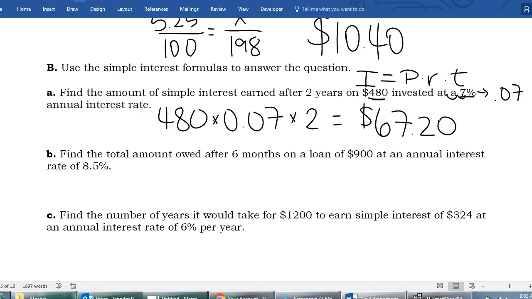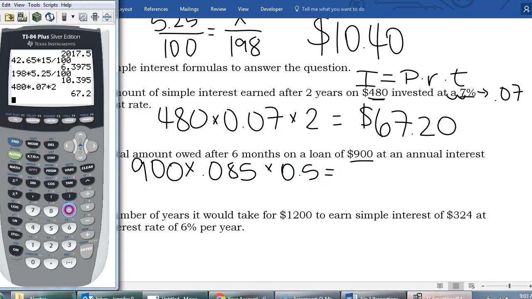Letter B, find the total amount owed after 6 months on a loan of $900 at an annual interest rate of 8.5%. So principal, 900 times interest rate, 0.085. Again, move that decimal twice, or divide by 100, or use that percent button in your calculator. And then the last one is time. I have here 6 months, but I'm not going to put 6 in my formula. My formula for t is time in years, so 6 months is actually half, or 0.5, of a year.